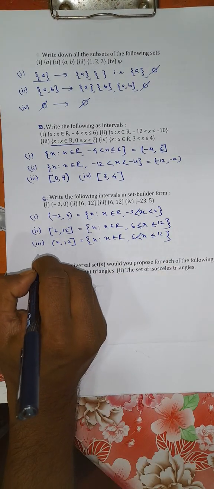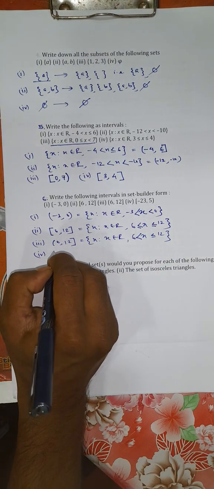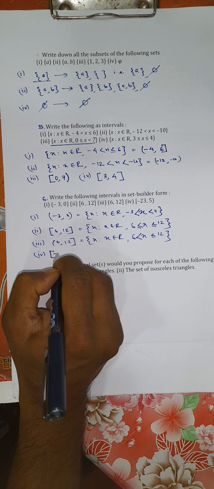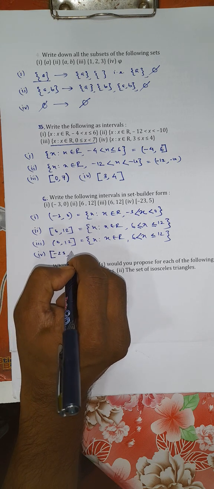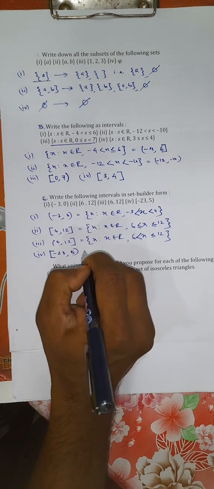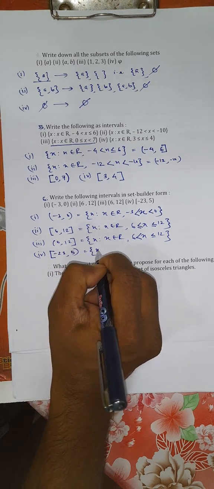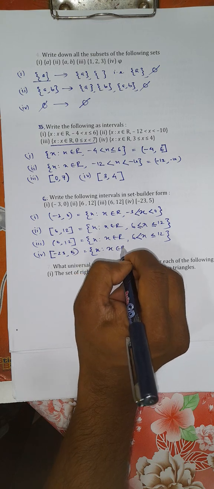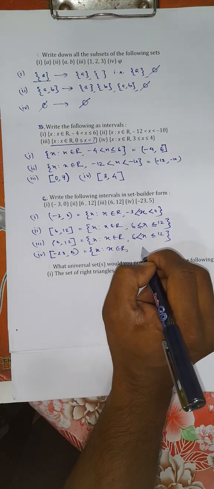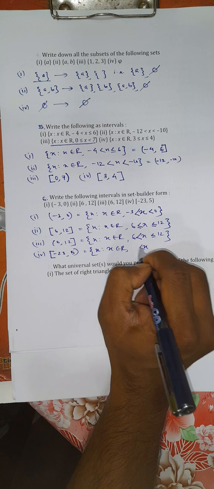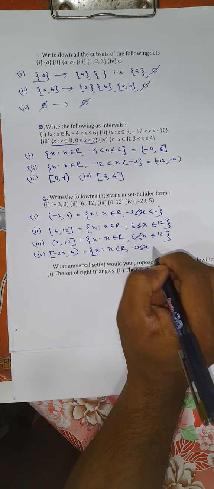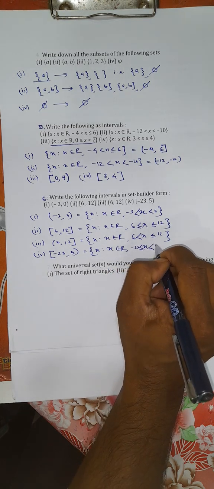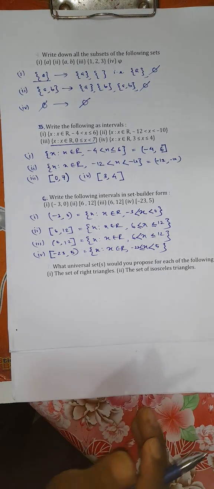Number 4, it is left closed, right open. So we define this as x such that x is a real number, x is greater than or equal to -23, x is less than 5, right?